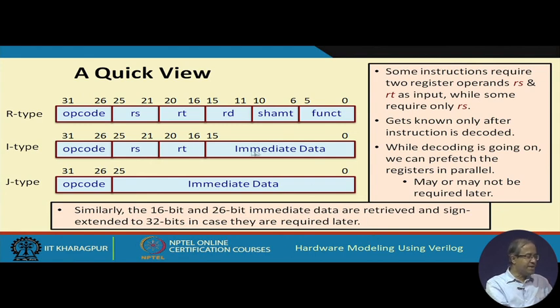Similarly, for the immediate data, for I type there can be 16 bits. Well, J type we have not implemented, but for J type it will be 26 bits. So, we do something called sign extension, we will talk about it later. We convert it into a 32 bit number and get ready, so that later on when you need it, the value is already available in 32 bits.